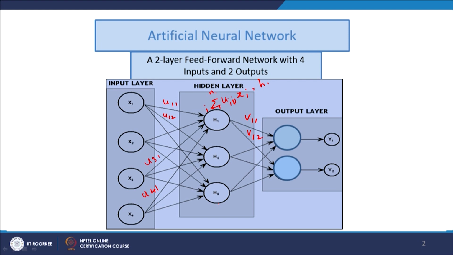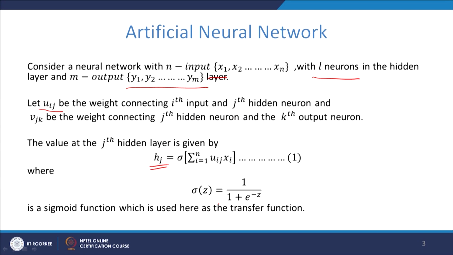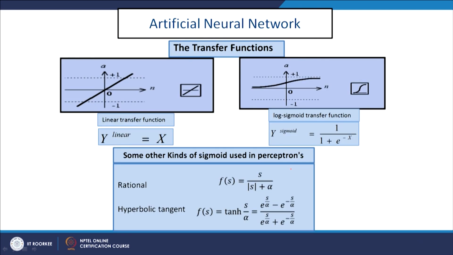Then, this is a real value and it is operated with the function sigma, where the sigma function is given by this expression. Sigma of any real number z is 1 by 1 plus e to the power minus z. This is one type of sigmoid function, the transfer function, but there are several types of transfer function which can be used in an artificial neural network.